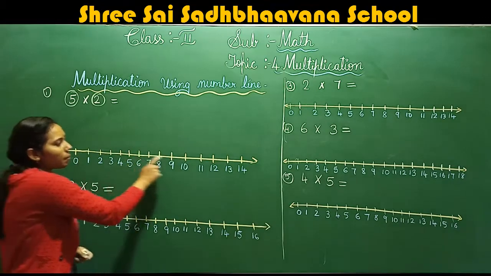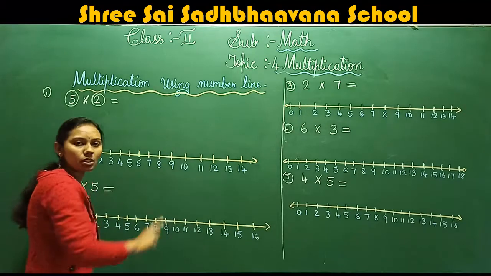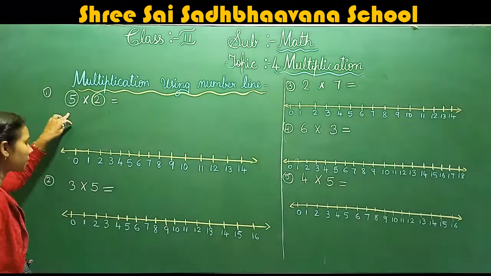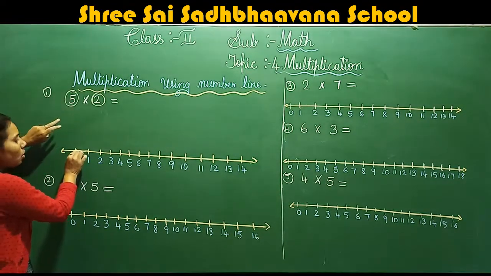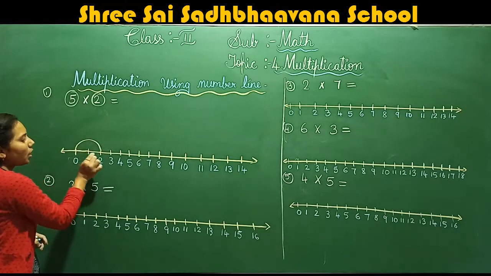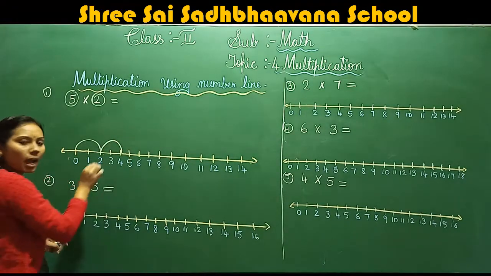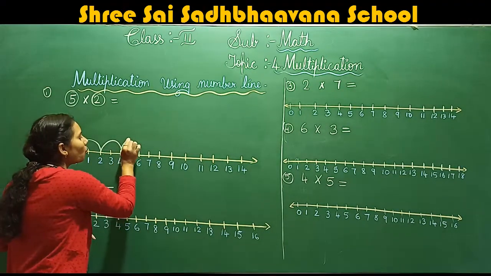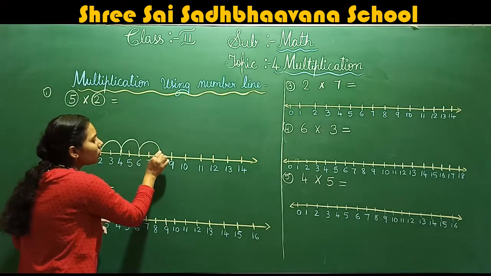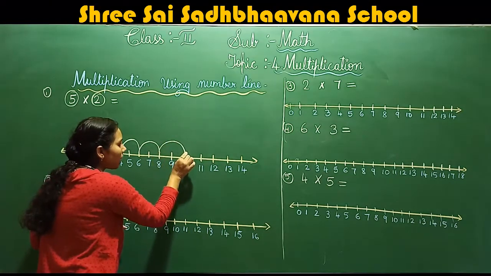See children, you can see the number line here. I have marked the numbers 0 to 14 in the first question. See, we are going to jump 5 times now. We should start from 0. How many numbers? 2 numbers. Means 0 to 2, 1, 2. 2 numbers, 1 time. Here 1, 2, 2 times. Again 1, 2, 3 times. 1, 2, 4th time. 1, 2, 5th time.